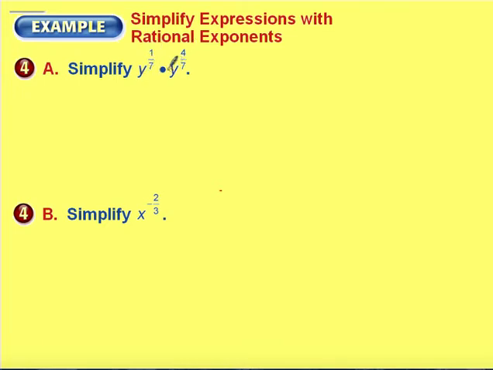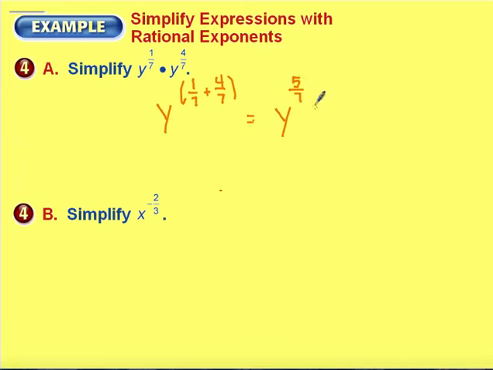So you'll remember that rule when you're multiplying with like bases, you are going to repeat the base and simply add the exponents. So we're going to take 1/7 plus 4/7. So that's going to simplify to y to the 5/7 power. Now I'm going to make sure that I can't simplify that at all.